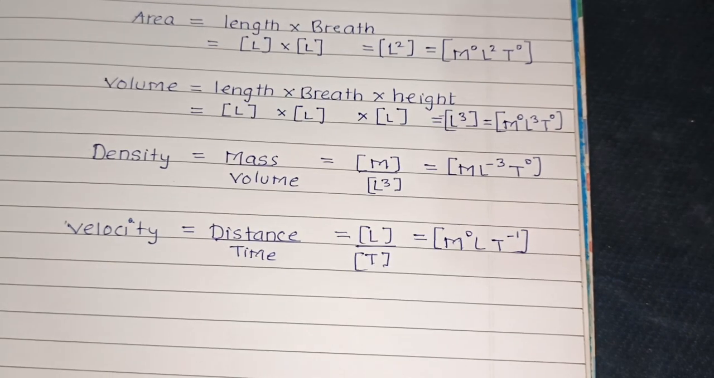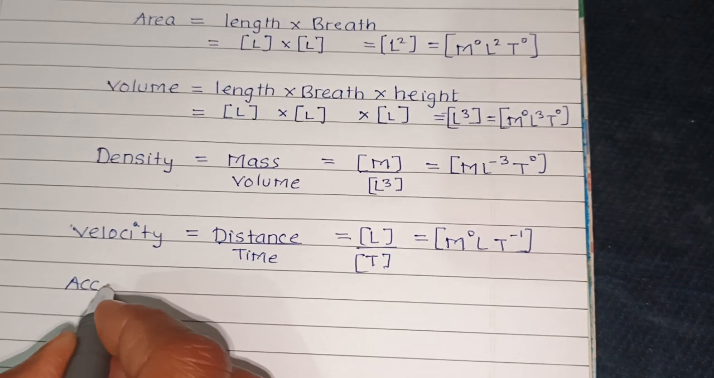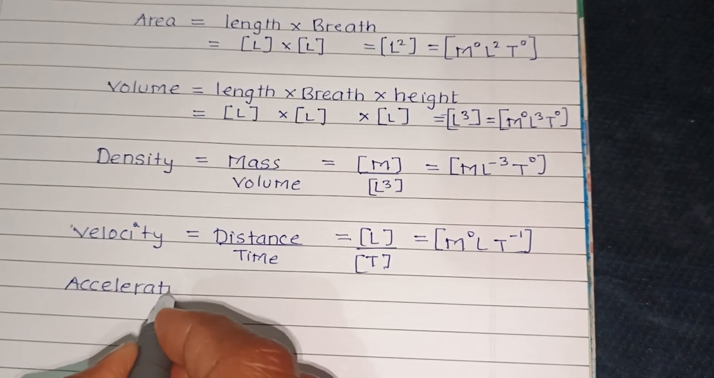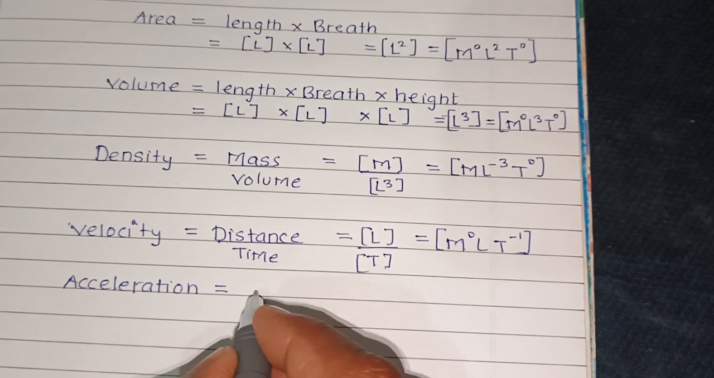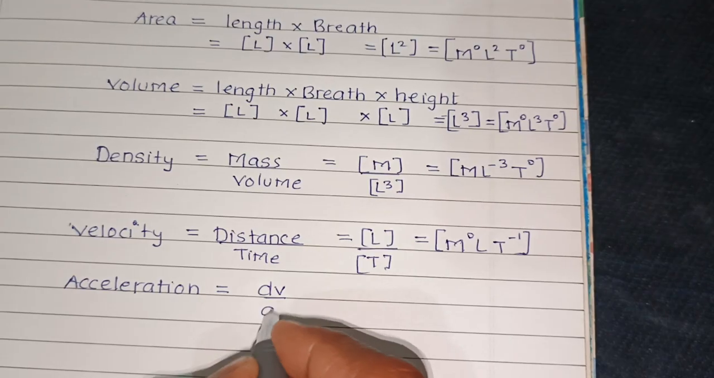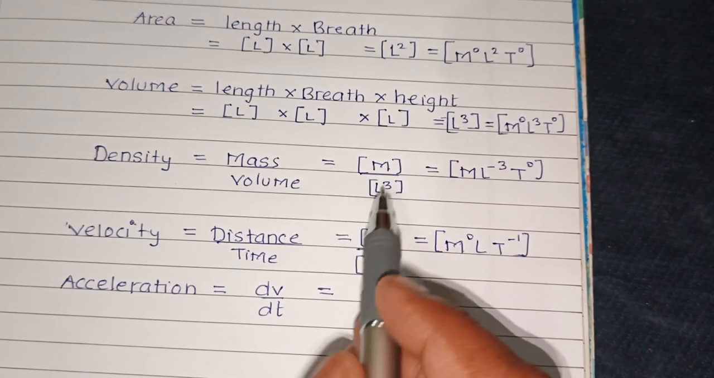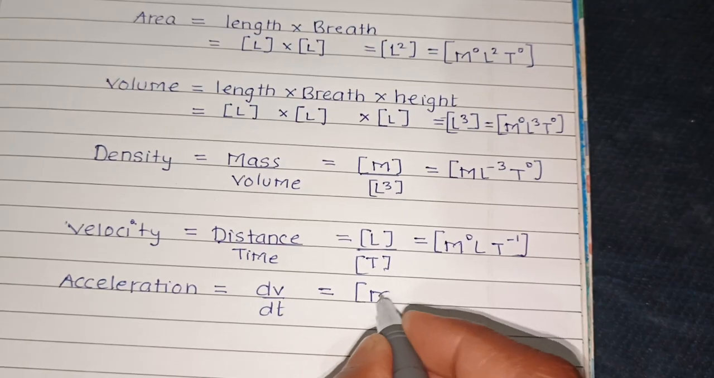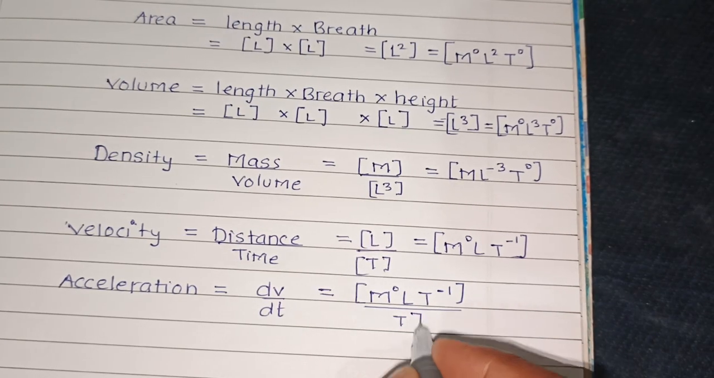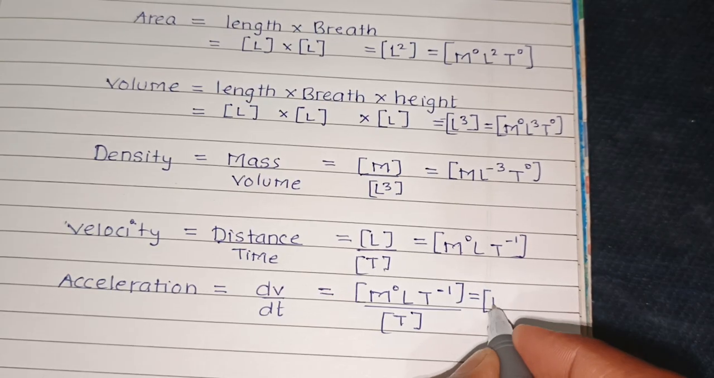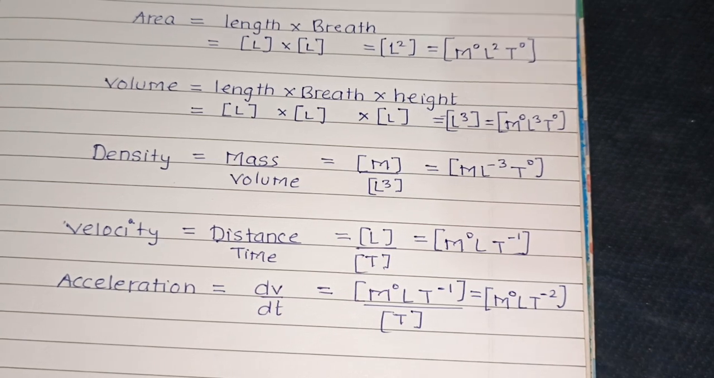Okay, now next, acceleration. dv by dt, and velocity dimension is this, L T minus 1, and time dimension is T. So this is M to the power 0, L T minus 2. This is the dimension of acceleration.